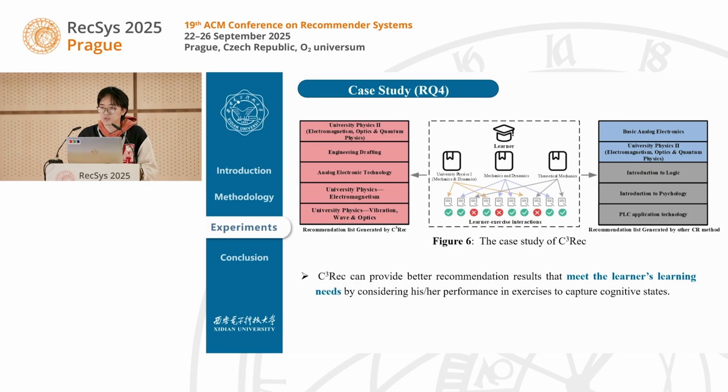And we send the student's information into 2 different models. One is ours, and the other is a randomly selected baseline for comparison. We can see that our model recommends courses that are more relevant to the learner's exercise answering behaviors. As they showed, the student didn't do well in the mechanics and dynamics courses, so we recommend more relevant courses in the list.